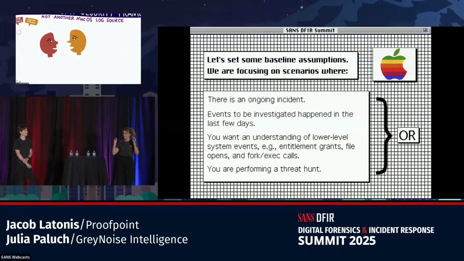Okay, so before we get started, I just want to set some baseline assumptions for the scenarios that we're going to talk about and the scenarios for which we think this will be helpful for you. First, we're going to assume that there's currently an ongoing incident, or the events that you want to look at happened fairly recently, like in the last few days or so. We're also going to assume that you want an understanding of some lower level system events, so like file open, file create, process creation, process execution, stuff like that. And then we're also going to assume that you're maybe performing a threat hunt. Maybe you're in a sandbox environment and you want to look at what malware that's being executed on that system is doing at a lower level.